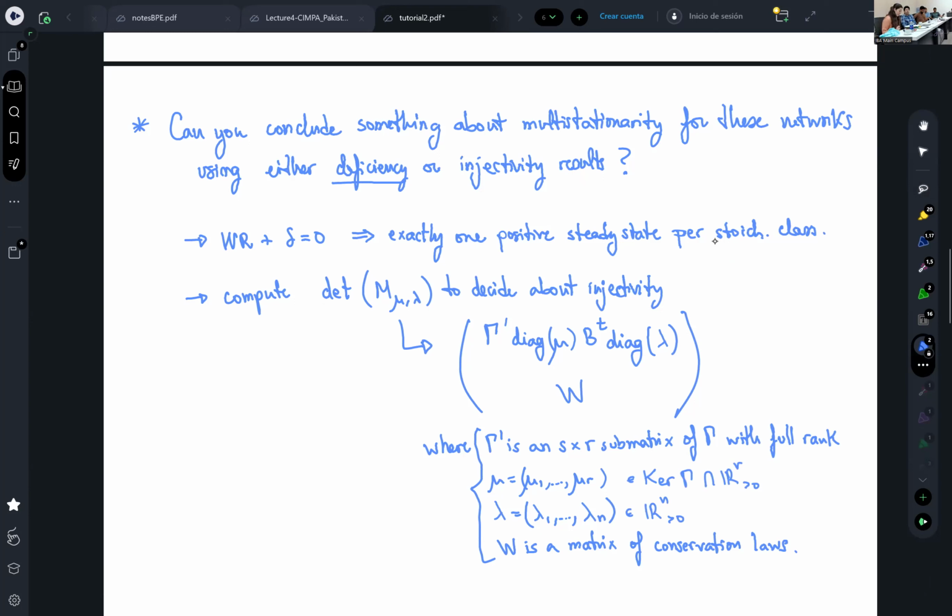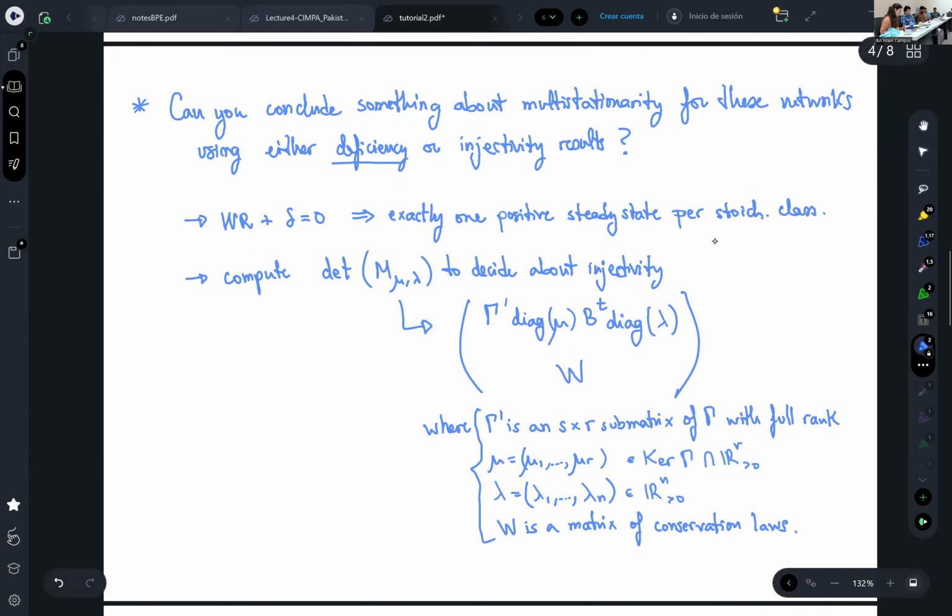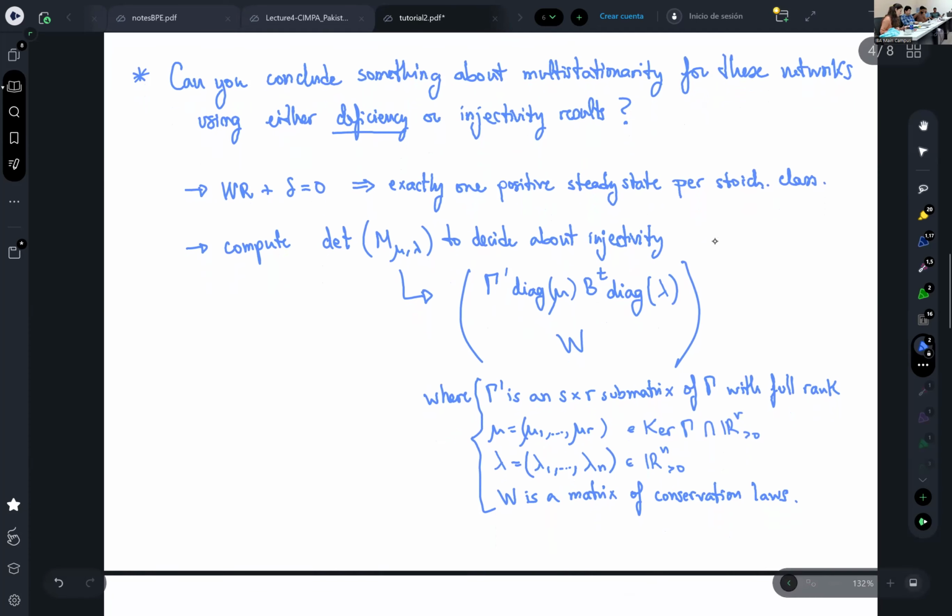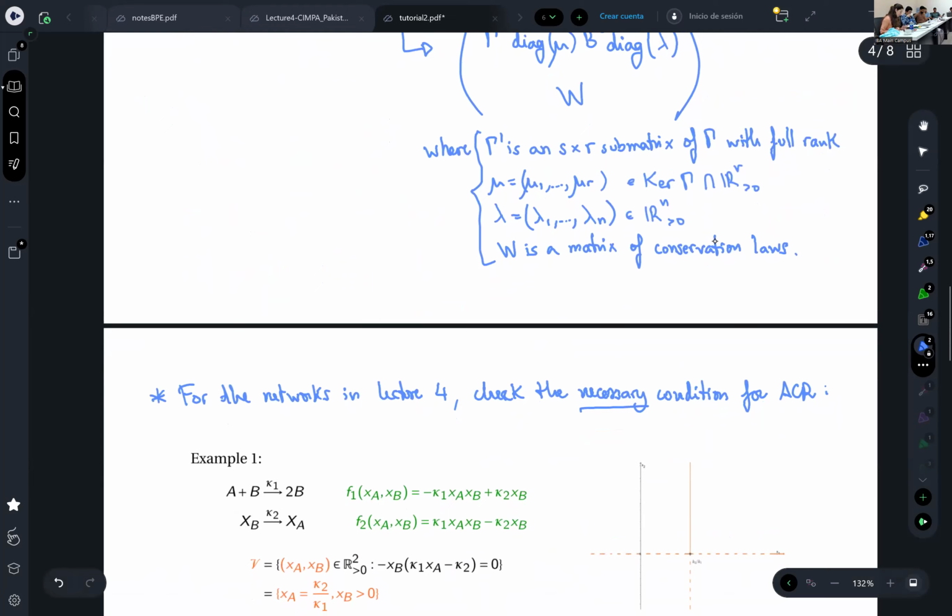So if for all possible values of mu and lambda this matrix is non-singular, then it means there is no degenerate steady state. And then the network will be injective. And if it is injective, it will be monostationary. Injective is strong. So this is the third exercise I propose.